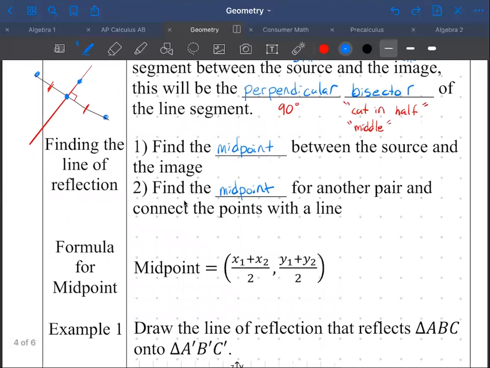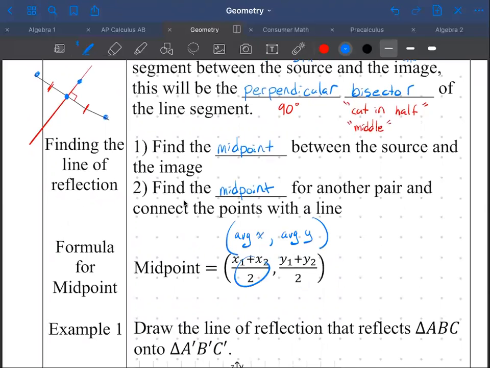Yeah, so the formula is you add the x coordinates together, then divide by 2. That's the average of the x coordinates. You add the y coordinates and divide by 2. That's the average of the y coordinates. So another way of doing this formula is I can just say the average x, comma, average y. Those two coordinates will be the midpoint.